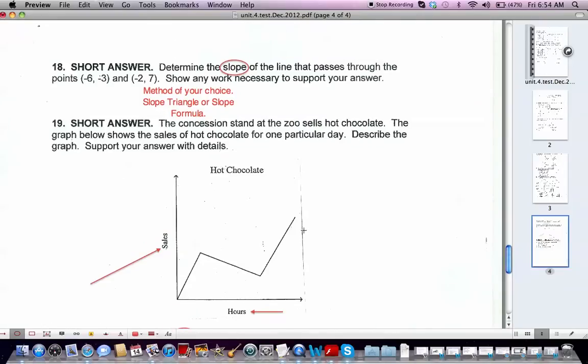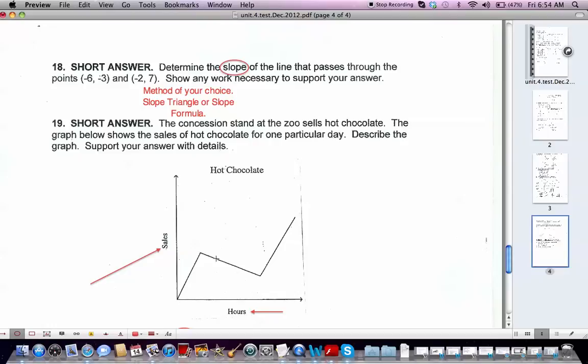Number 19. The concession stand at the zoo sells hot chocolate. The graph below shows the sales of hot chocolate for one particular day. Describe the graph, support your answer with details. So you're going to write me a real life scenario of how this graph is represented. And I've pointed some arrows here. Here's the sales, and this is the hours in time. So here's the independent variable, here's the dependent variable.